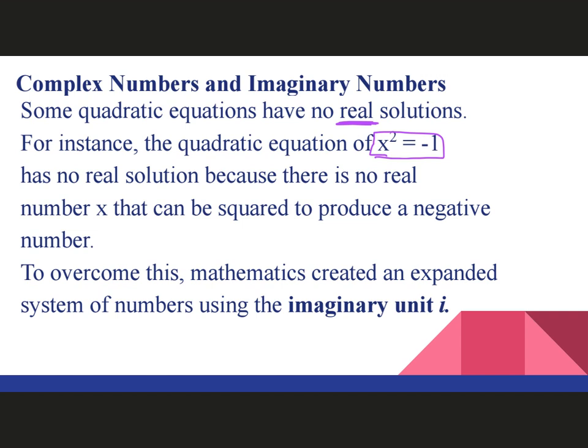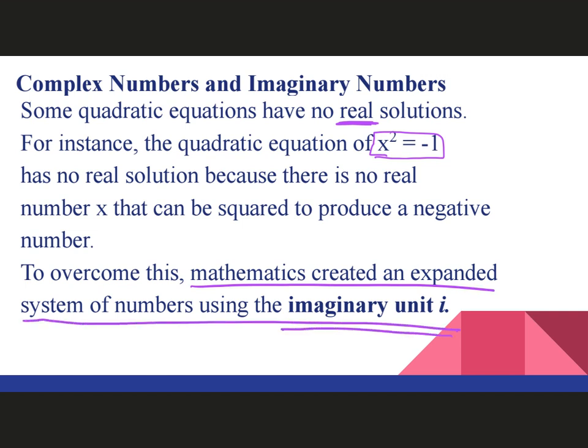So to overcome this, the mathematicians way back in history expanded their number system and created something called the imaginary unit. In math, anytime you see the word unit, that is a 4-letter word for the number 1. So when I say imaginary unit i, that means 1i.